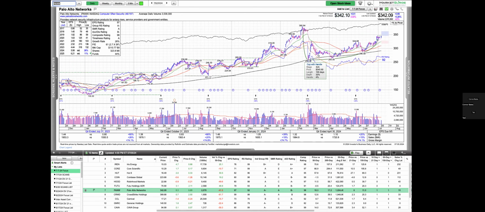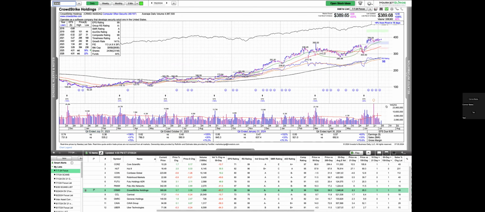PANW, I mentioned cybersecurity stocks are strong. This one's getting really tight. I mentioned it the other week, it broke out of this 324 spot. Now it's got like a 6-day tight consolidation. So looks good. CrowdStrike as well.